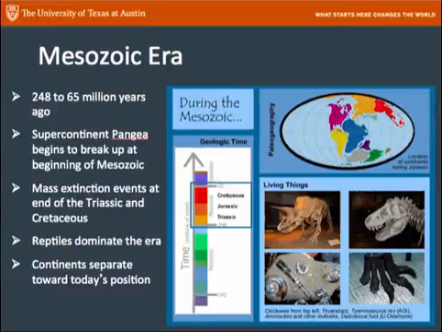The Mesozoic era lasted from 248 to 65 million years ago. The supercontinent Pangaea was beginning to break up at the beginning of the Mesozoic. There were mass extinction events twice during the Mesozoic, at the end of the Triassic and the Cretaceous. Reptiles dominated in the Mesozoic, and the continents separated to pretty close to today's position by the end, at 65 million years ago.